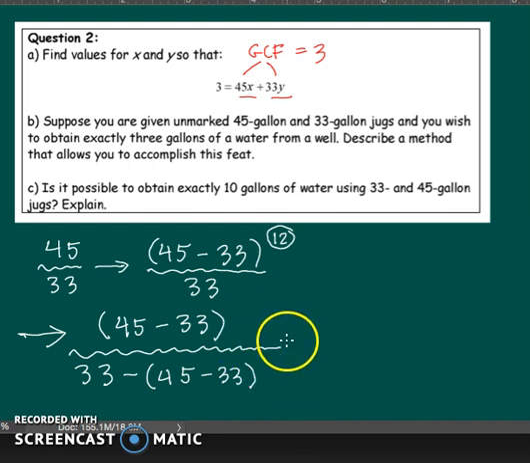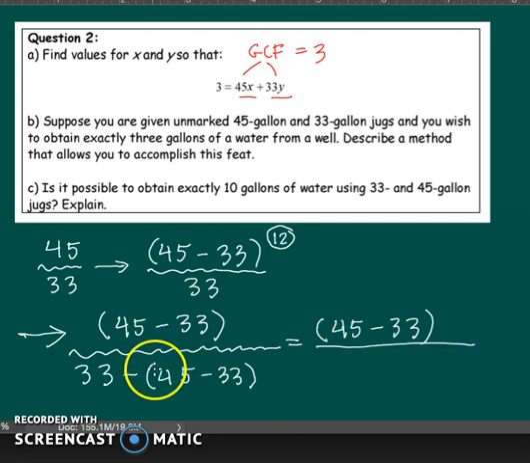So maybe I can simplify this a little bit. Let's rewrite it. I'm going to write 45 minus 33 on top, and let's get rid of these brackets. If I get rid of these brackets, that is going to be 33 minus 45, and this is going to turn into plus 33. So I can rearrange it. I can say 33 plus 33 minus 45.